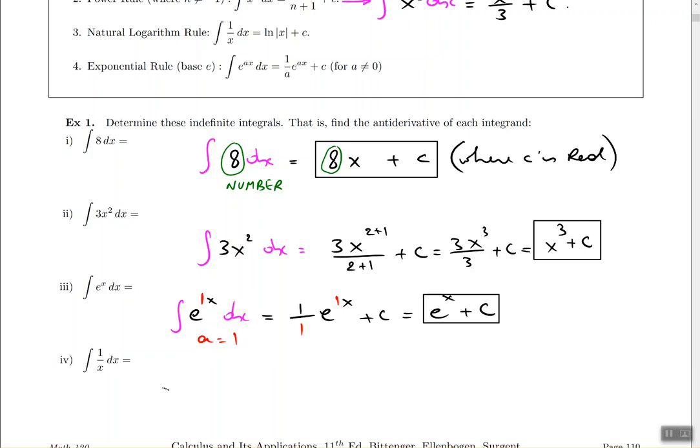And then finally, the 1 over x dx, the antiderivative is going to be ln of absolute value of x plus c. That one is not up to debate. There's nothing you could do. It's just always going to be like that.